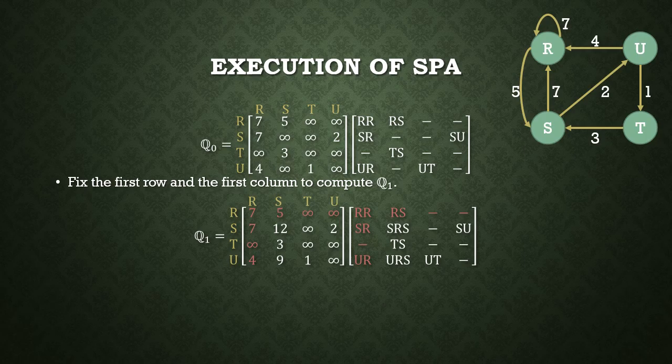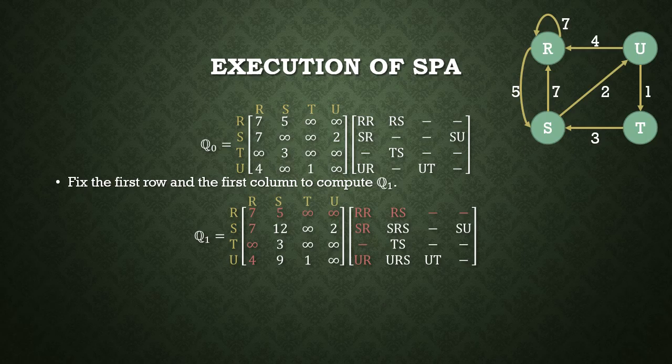Move to the row of U. Come to the entry US. The old value is infinity. The new value is found by adding the intersection values. The intersection values are 4 and 5. So the new value would be 9. So what will we commit here? We will commit 9 because that is smaller.